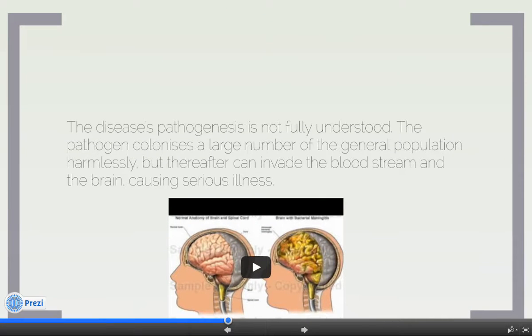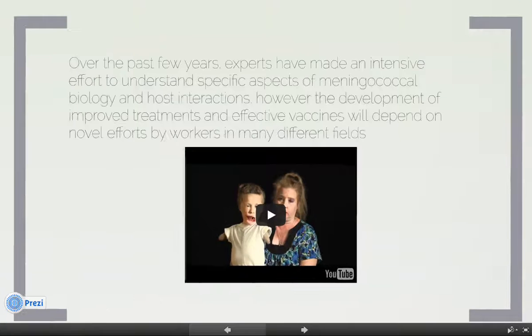The disease's pathogenesis is not fully understood. The pathogen colonizes a large number of the general population harmlessly, but thereafter can invade the bloodstream and the brain, causing serious illness.